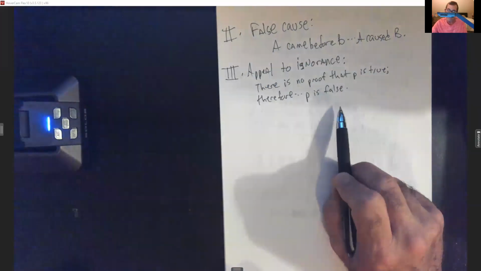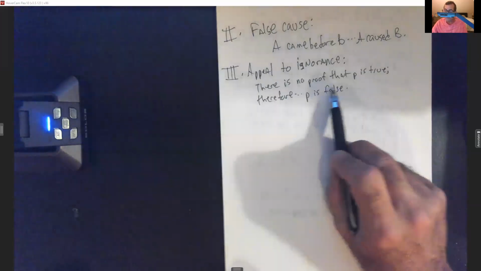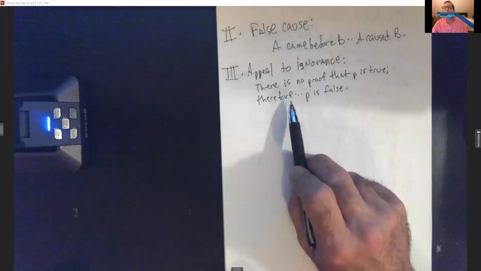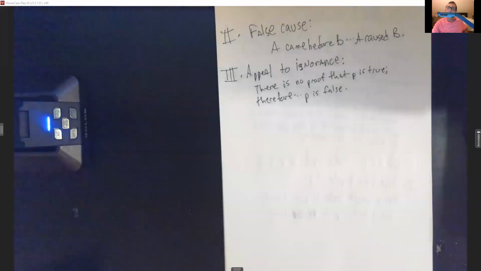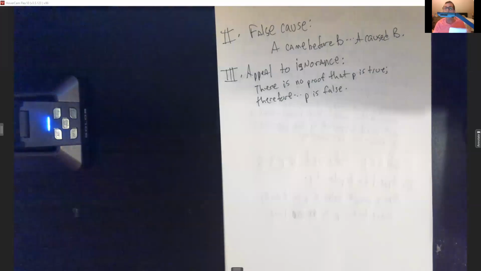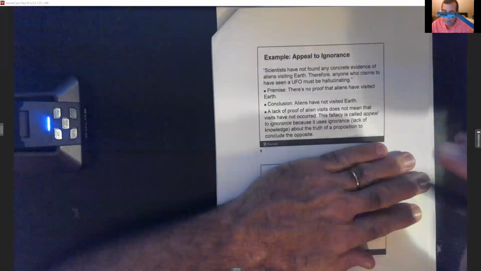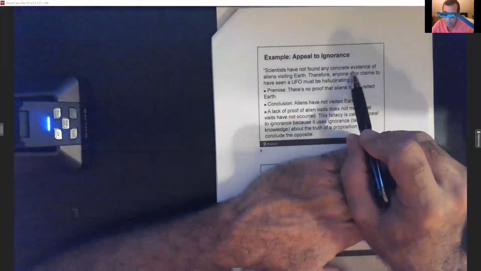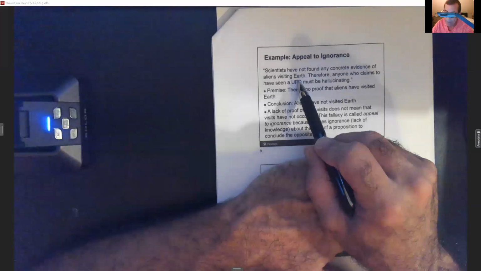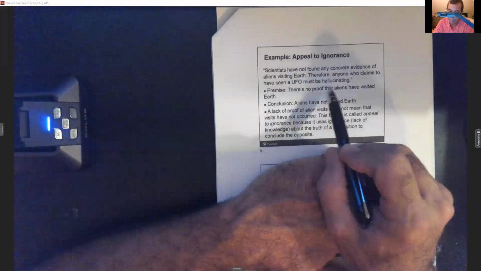Okay, so we call this the appeal to ignorance, where you have no proof that P is true and therefore you think it's false. That's not always true. So we will call that the appeal to ignorance. And an example of that: scientists have not found any concrete evidence of aliens visiting Earth. Therefore, anyone who claims to have seen a UFO must be hallucinating.